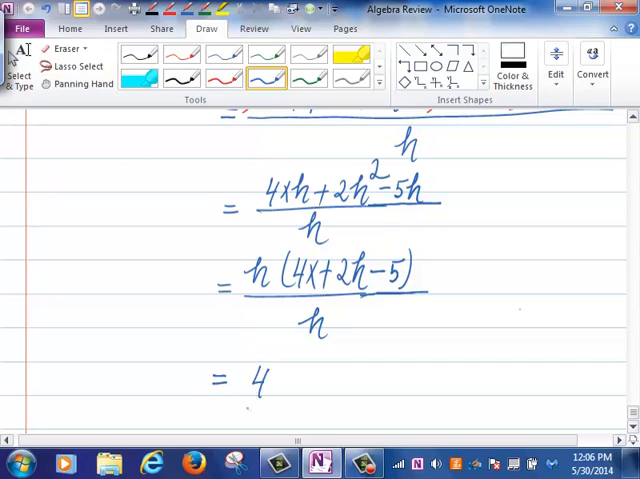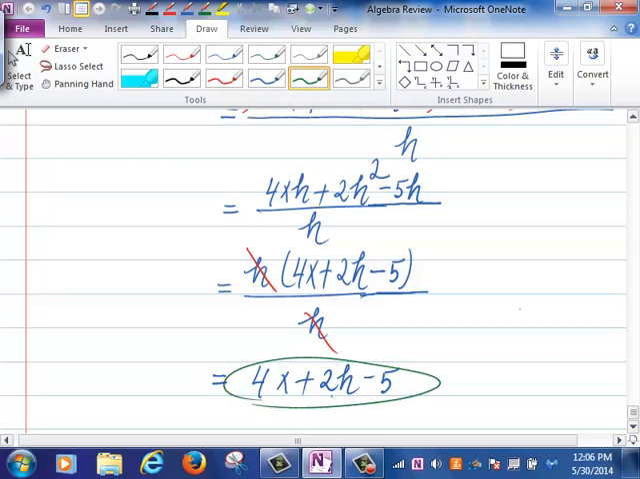We factored h from the numerator, right? In the numerator. Yeah, but now we cancel them out, right? So I get 4x plus 2h minus 5, right? So that's the final answer. So that ratio simplifies all the way to this. Everybody is okay with that?